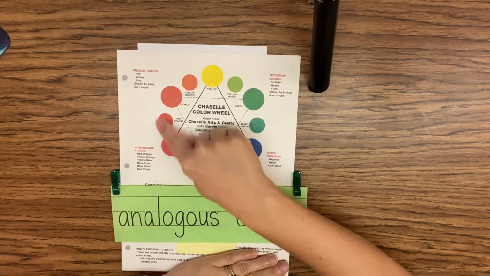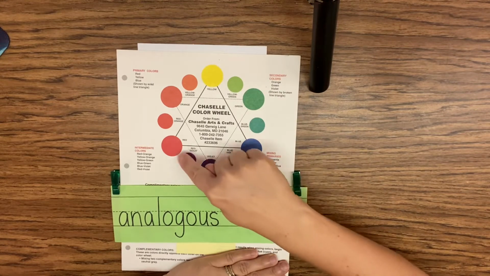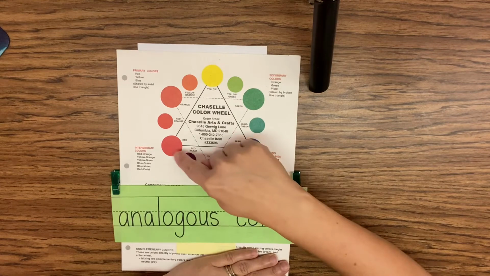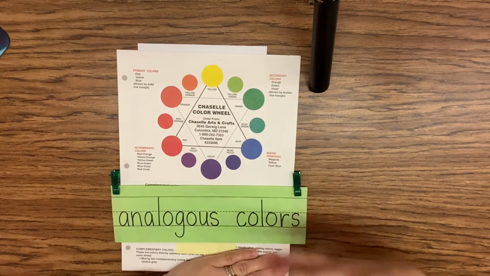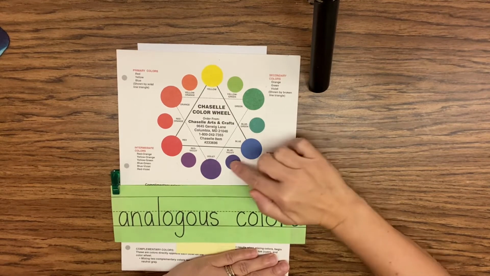So see how we've got this color wheel and we've got neighbors. You can pretend like these are little color houses and they live in this nice big cul-de-sac, right? This big circle. And we want to choose four colors that are beside each other on the color wheel.